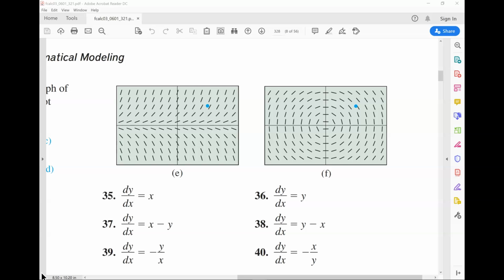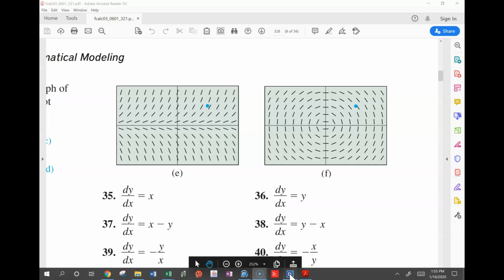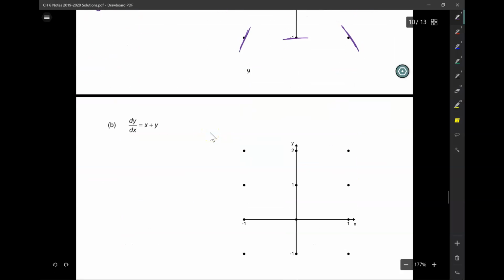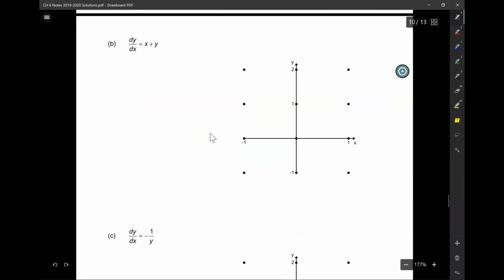We don't normally just look at 9 points. It's normally a lot larger scale, a much larger scale that we look at. Okay, so let's continue and do some of the other ones. So here I have dy/dx is equal to x plus y.